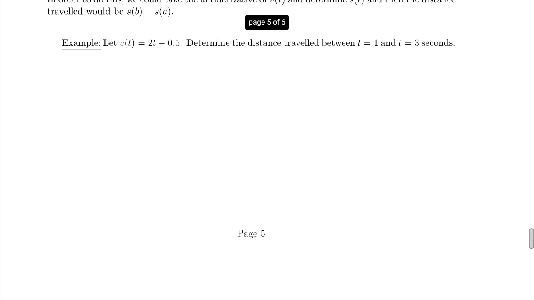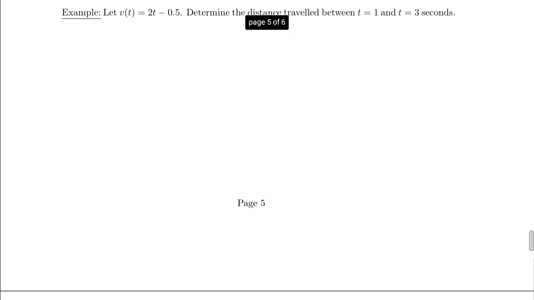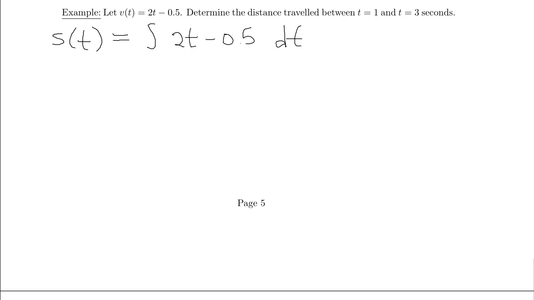So we have the velocity function v of t is equal to 2t minus 0.5. And we want to determine the distance traveled between t equals 1 and t equals 3 seconds. So we'd like to first and foremost find our position function s of t. And we know that that's going to be the antiderivative of our velocity function, which is 2t minus 0.5. Now, because the variable is t and not x, I actually want to put dt here instead of dx. But again, that integral symbol and that dt have to both be there at the same time.